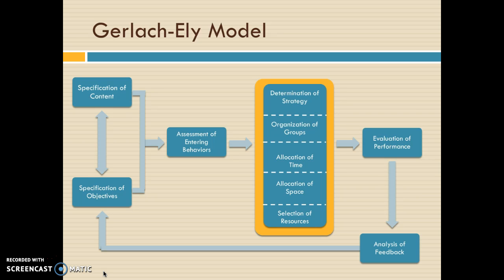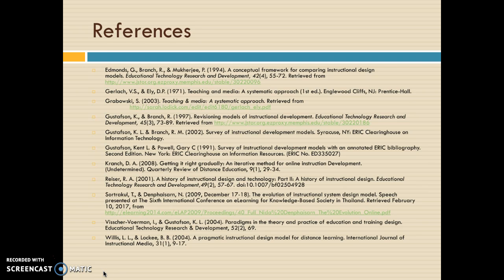As Gustafson and Branch in 1997 state, Gerlach and Eli created an ID model specifically for the classroom teachers rather than for professional developers. Gerlach and Eli's assumption was that the individual classroom teacher would be both the developer and deliverer of instruction. Delivery in this case did not necessarily mean the teacher would be lecturing or acting as the primary source of knowledge, but rather the teacher would manage the classroom and the learners who would remain under his or her direct supervision and control. Unlike many other models that begin with analyzing a problem, Gerlach and Eli begin with analyzing content and objectives, a common point of departure for much teacher planning, on page 75.